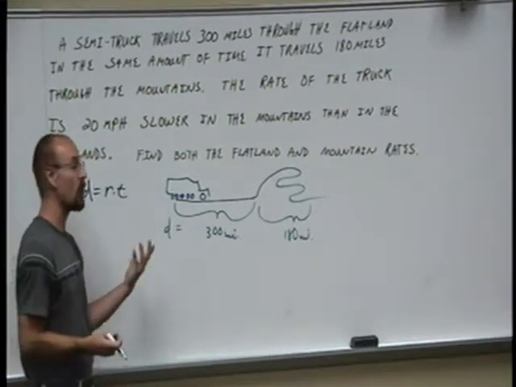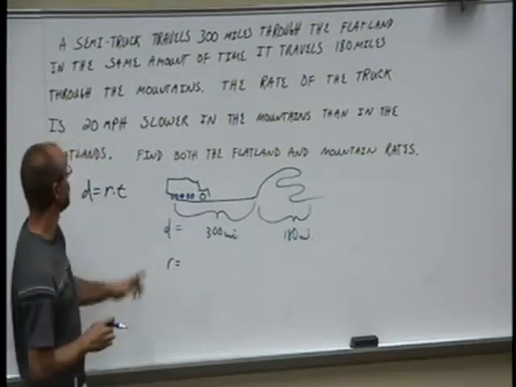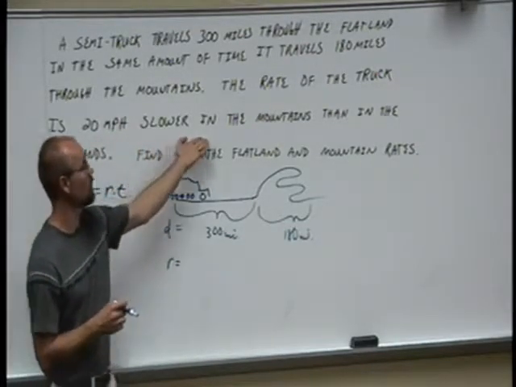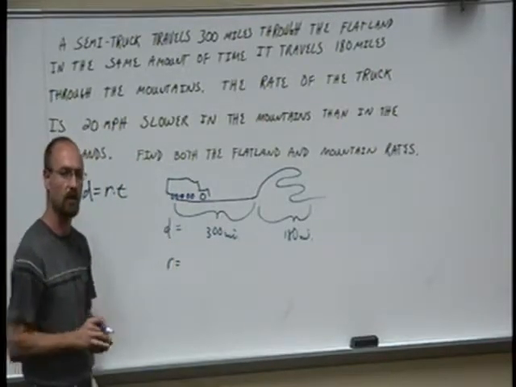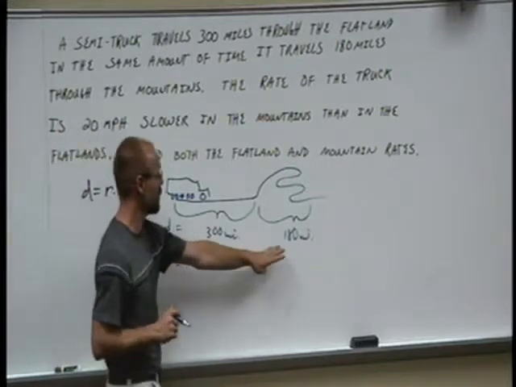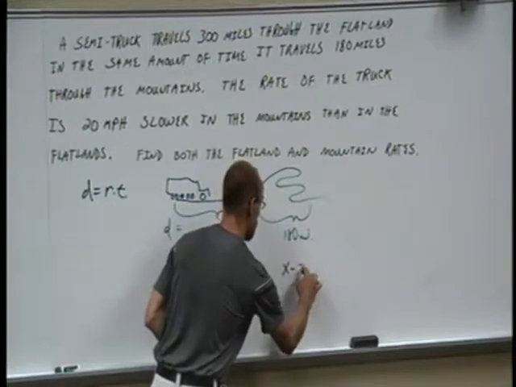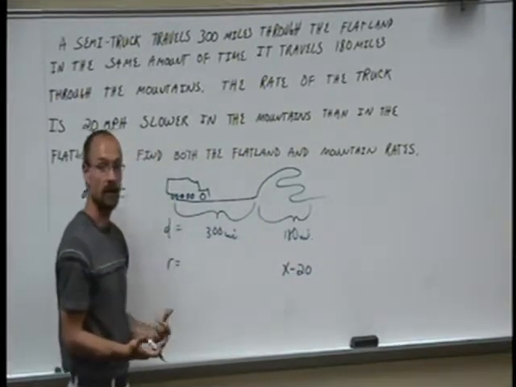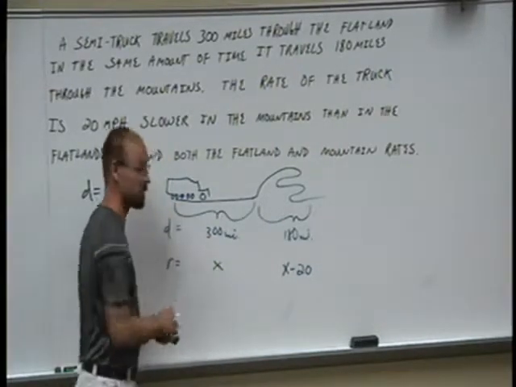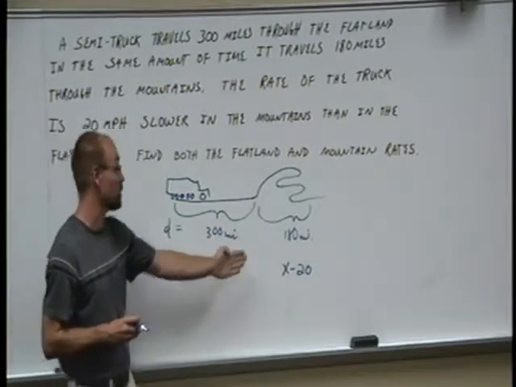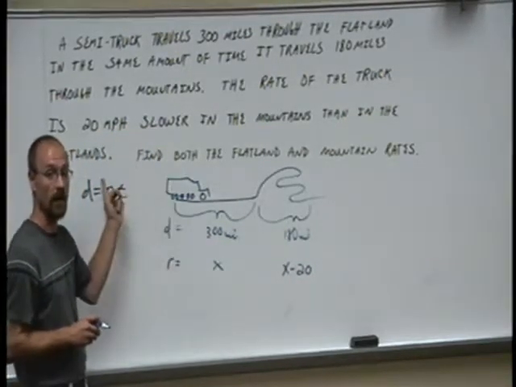What does it tell me about rate? Well, as I'm reading, I'm told his rate is 20 miles per hour slower in the mountains. So this is the second time I'm reading it. It's about the given information, what's being given to me. It tells me that through the mountains is 20 miles an hour slower. Well, 20 miles an hour slower than what? His rate in the flatlands. That just determined what my variable is. I don't know what his rate in the flatland is, but I do know that he's 20 miles an hour slower in the mountains than in the flatlands.